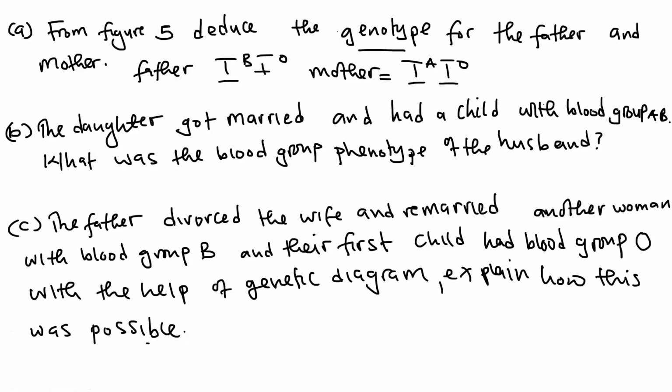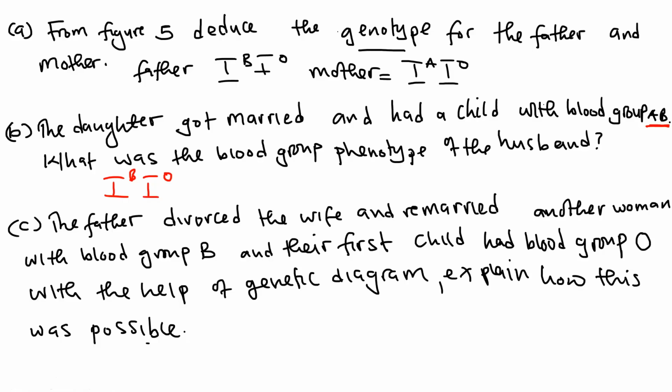Okay, then the next question: the daughter got married. The daughter who is blood group B got married and had a child who is blood group AB. So the daughter is blood group B, and got married. Then they had a child who is blood group AB. What was the blood group phenotype of the husband?